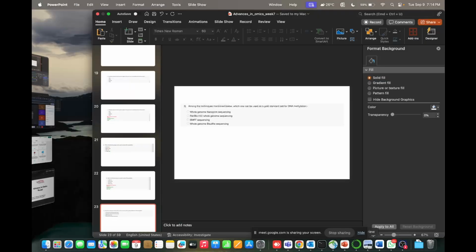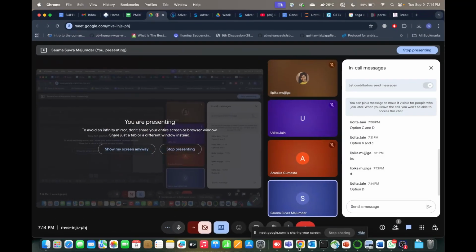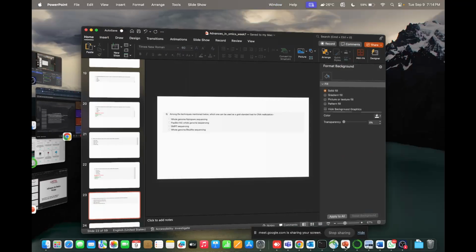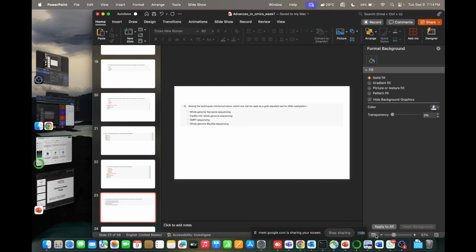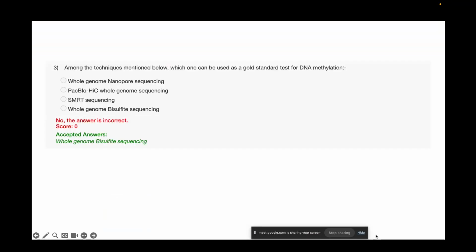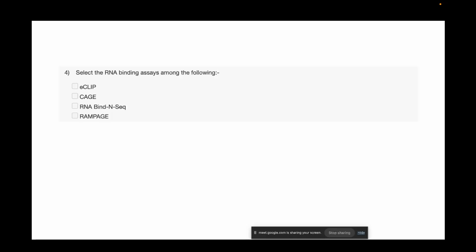Okay. Yeah, that is correct. Bisulfite sequencing is very widely used in terms of DNA methylation and getting information about methylation status. Yeah, that's true. Moving on.